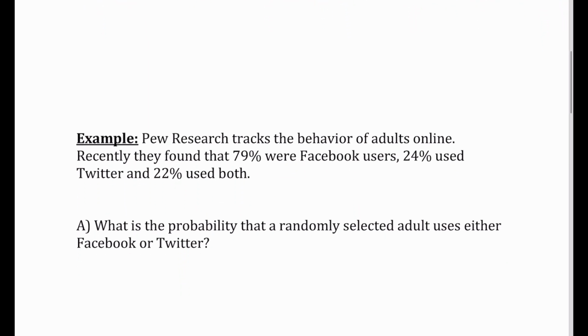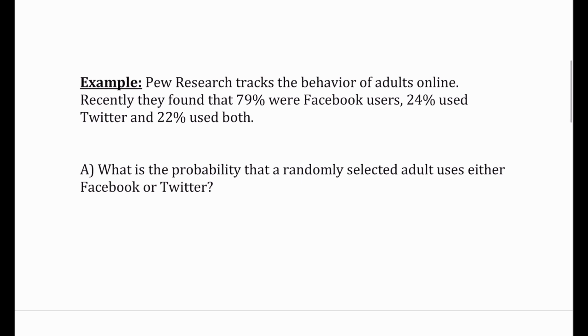So for example, Pew Research tracks the behavior of adults online. Recently, they found that 79% of users used Facebook, 24% used Twitter, and 22% used both. Our first question here will be, what is the probability that a randomly selected adult uses either Facebook or Twitter? Well, to answer this question, we could use our addition rule that we wrote earlier, but I want us to craft a Venn diagram because the parts that come after this, we're going to rely heavily on that Venn diagram.